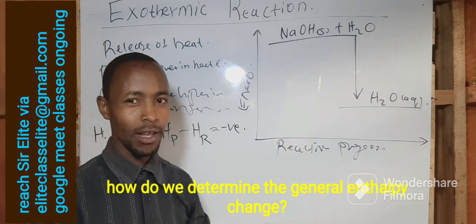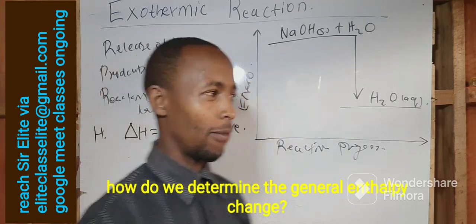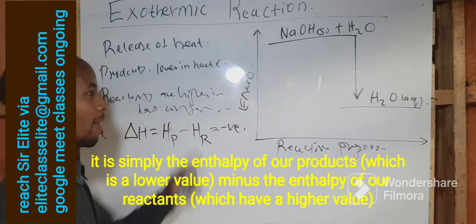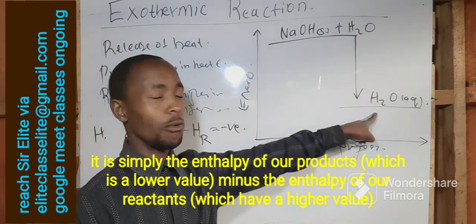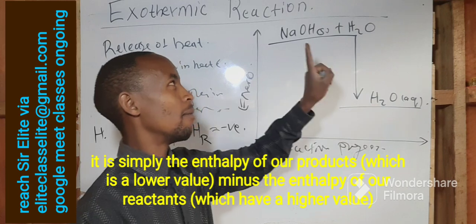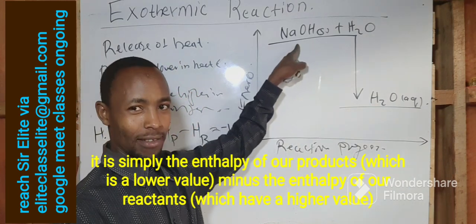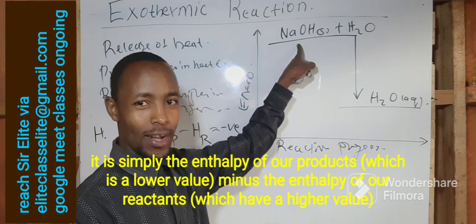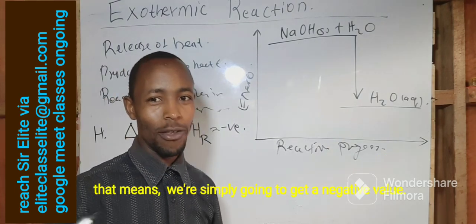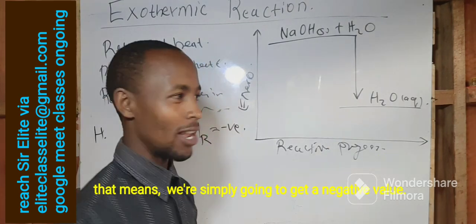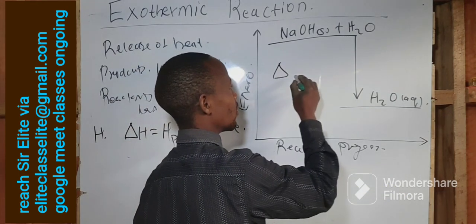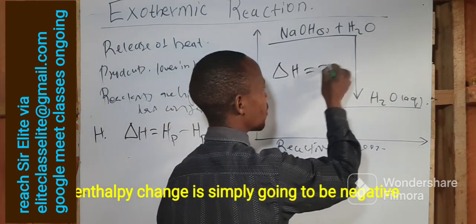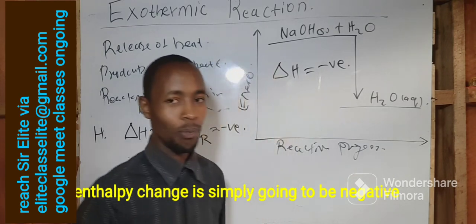How do we determine the general enthalpy change? It is simply the enthalpy of the product, which is a lower value, minus the enthalpy of our reactants, which have a higher value. That means we are simply going to get a negative value. Enthalpy change is simply going to be negative.